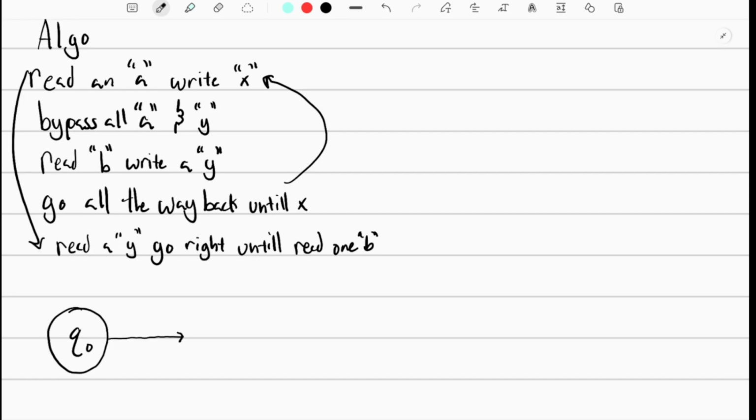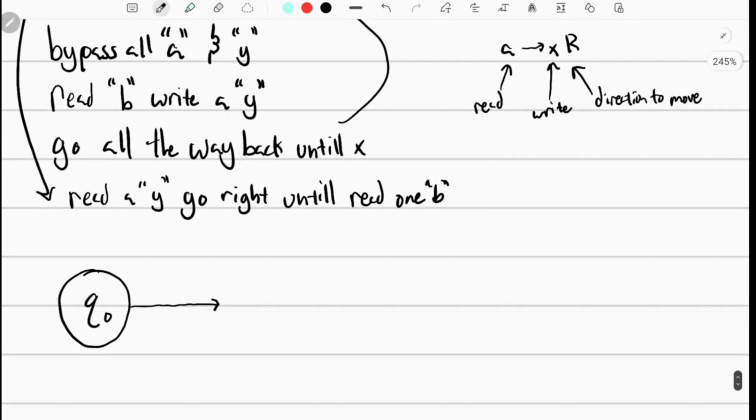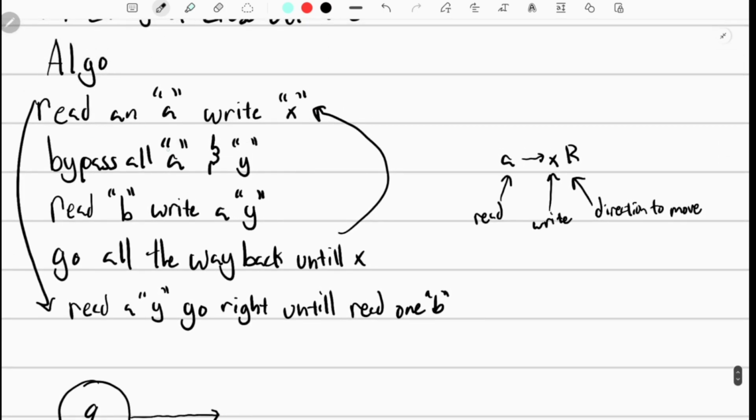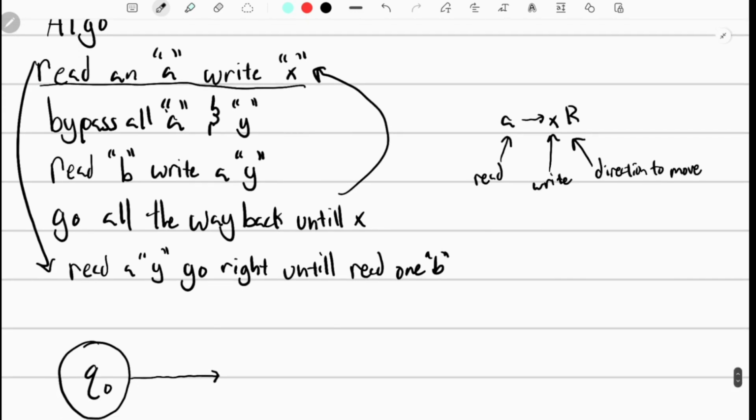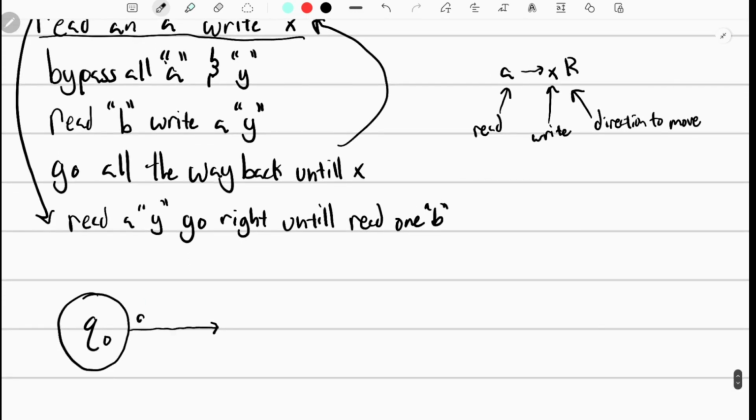The way you could do that, you do A, arrow, X, right. Let me see if I can write a little better. This means read. This means write. This is the direction to move. So you'll kind of understand when I write this, the way I write it, that's what it means. So we want to read an A. Read an A, write an X, and then move to the right.